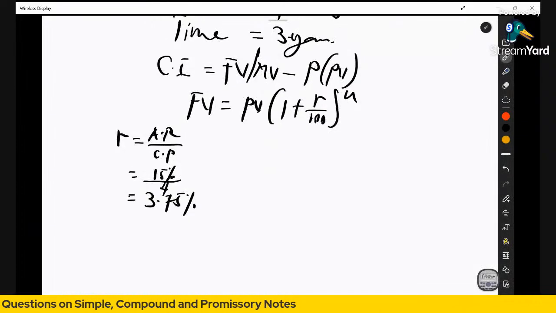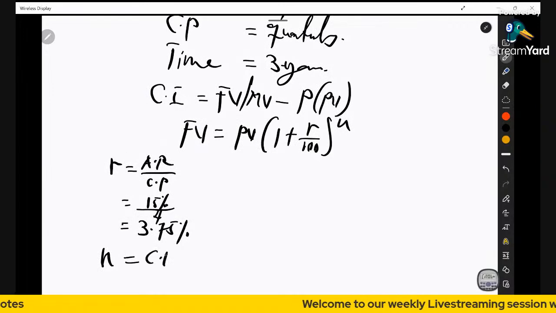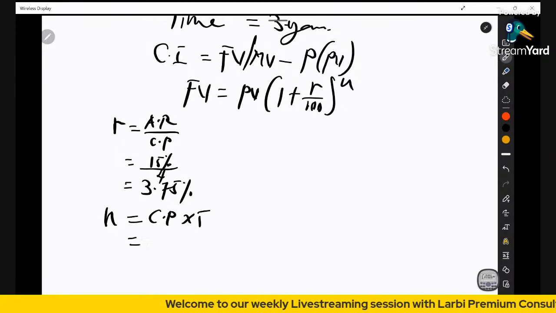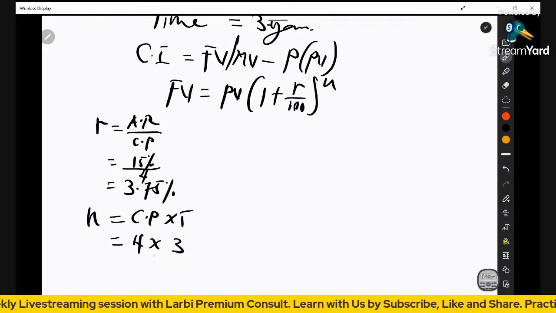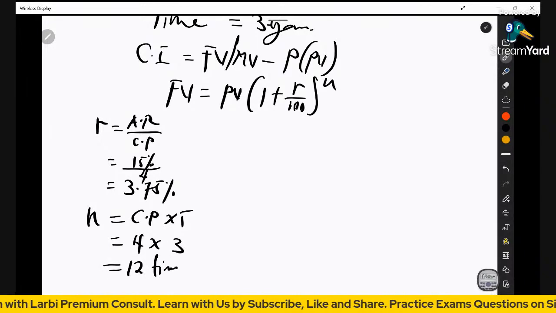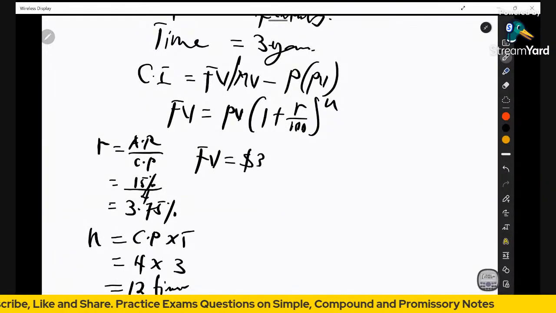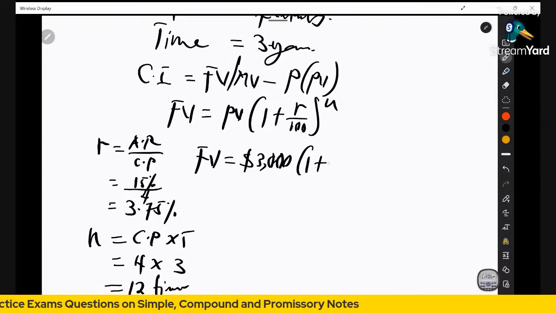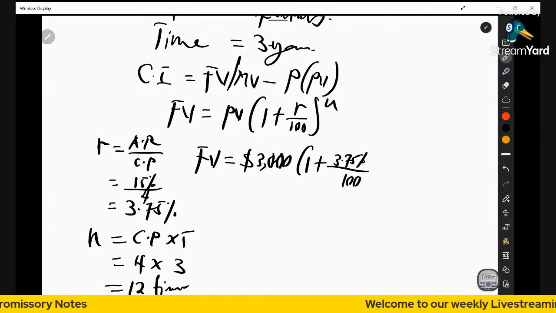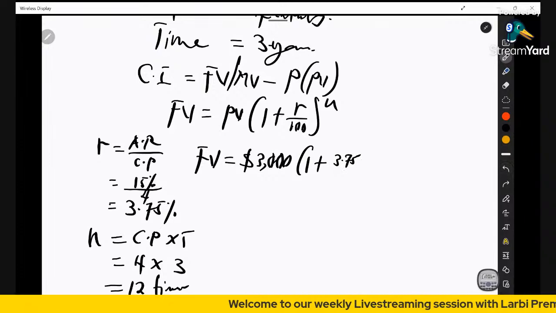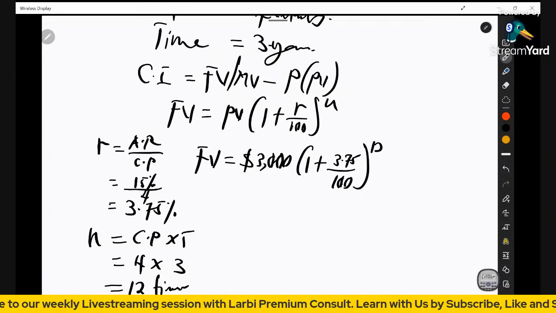What will be the number of times of compound? We said that should be equal to the compounding period, which is quarterly, multiplying the time. How many quarters do we have in a year? 4. So 4 multiplying 3, then we are getting 12 times. So we are compounding 12 times. So therefore, our future value should be equal to $3,000 into bracket 1 plus 3.75 divided by 100. Oh, sorry, there shouldn't be a percent, because once you divide by 100, you don't have any percentage. All to the power of 12, because our n is 12 in this case.